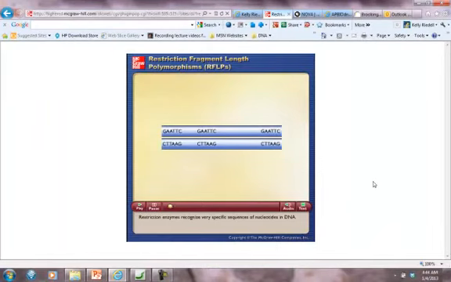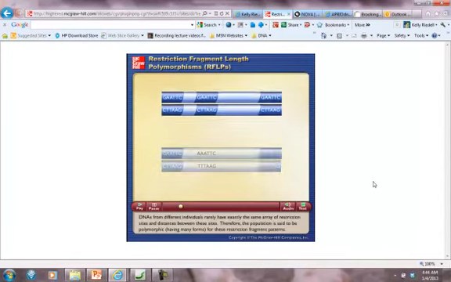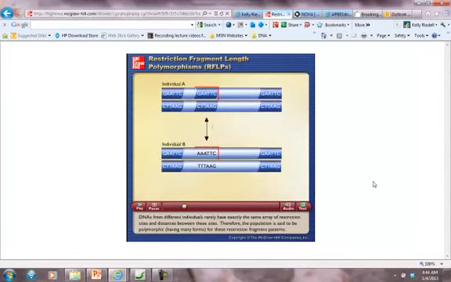Restriction enzymes recognize very specific sequences of nucleotides in DNA. DNAs from different individuals rarely have exactly the same array of restriction sites and distances between these sites. Therefore, the population is said to be polymorphic, having many forms for these restriction fragment patterns. These differences are referred to as restriction fragment length polymorphisms, RFLPs. Such differences may arise through mutations.